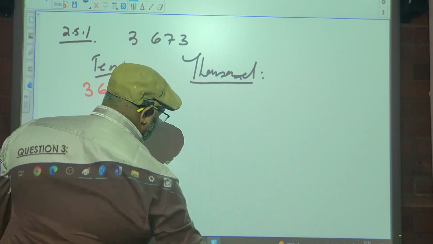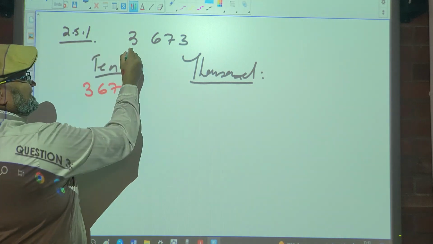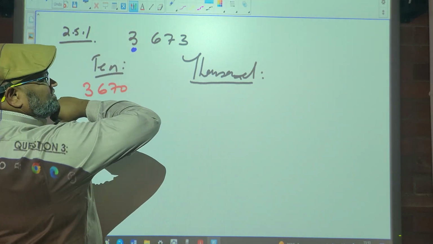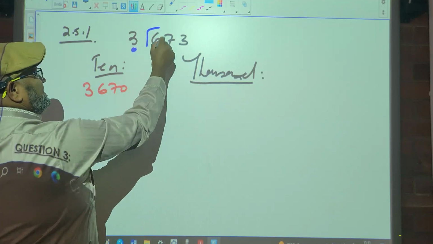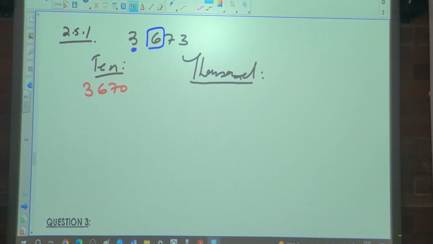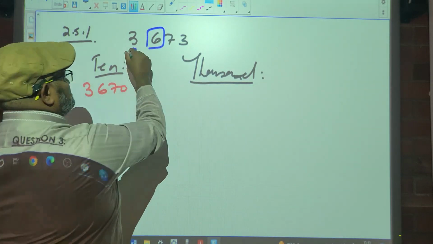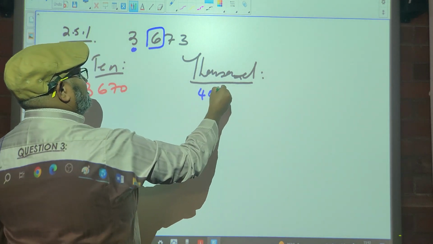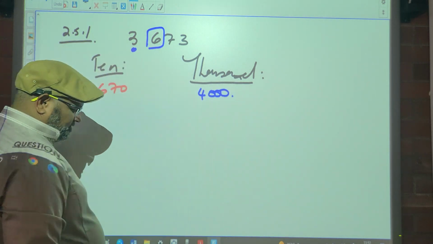We're going to look at thousands now. That is the thousands digit, but it is dependent on the 6. Is that 6 greater than or equal to 5? Yes. So it's going to change that 3 to a 4. So that answer is 4,000.